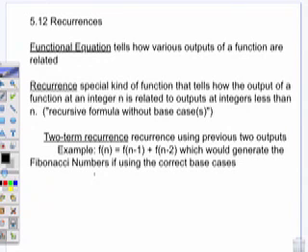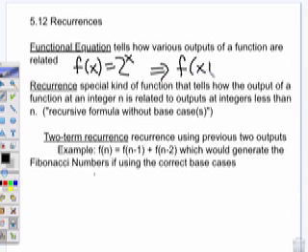512 is recurrences. And the first definition we have is a functional equation. A functional equation tells you how various outputs of a function are related. So, for example, say we have f of x equals 2^x, then one functional equation we can have from that would be f of x plus 1 is equal to 2 times f of x. Right?